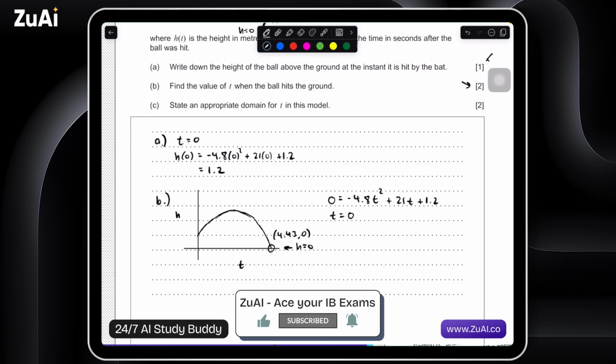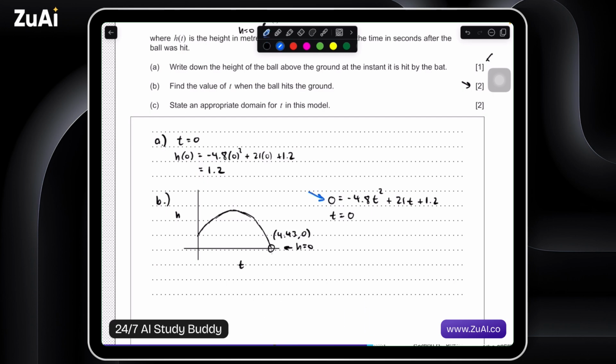For a 2-mark question, either of these methods would work. You could set the height equal to 0, and the value of t is equal to 4.43. Or you could draw a sketch and then label the coordinate point where the ball has a height of 0 and label the time for that. So 2 marks, 2 method marks: substitute 0, find the value of t, or sketch and then show the coordinate point.